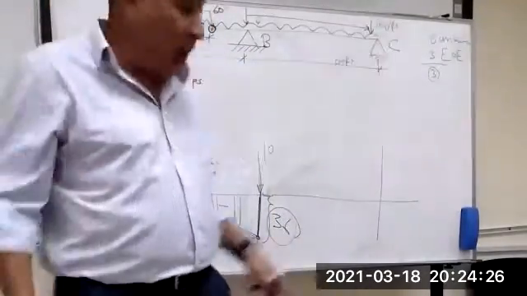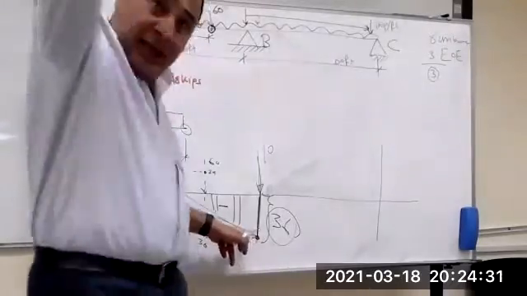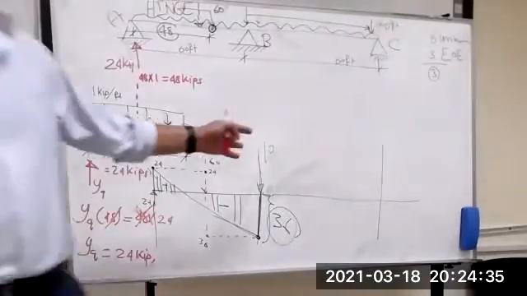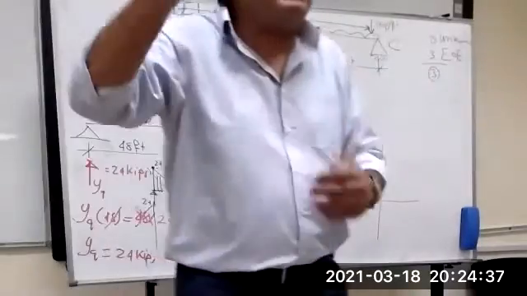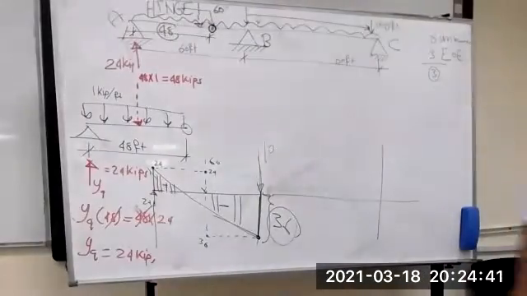The section on the right-hand side is telling you 36. Yes, maximum is 36, so I will take 36. Why would I consider 10 now? 10 plus 36 is the reaction, and the reaction is not shear.